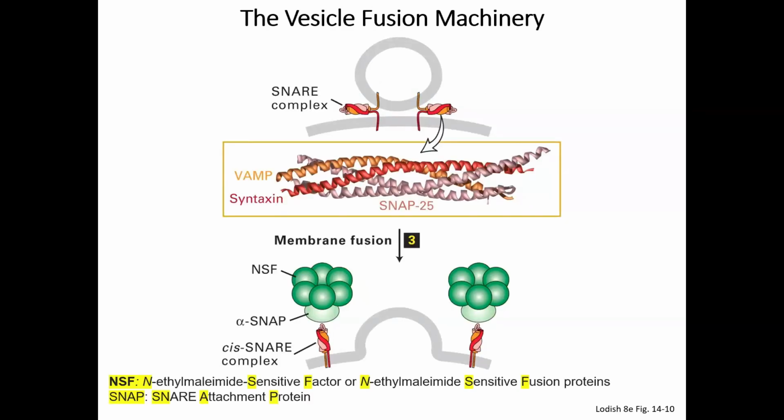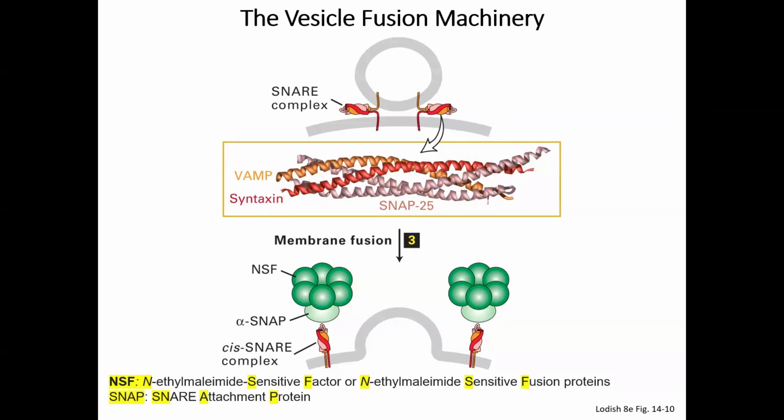It's the snare complex, and this is the way it looks. These alpha helices are formed with the VAM. VAM is the V snare, while syntaxin and SNAP25 are the T snares, and they fuse together. We're going to see a video, and I will show you that.